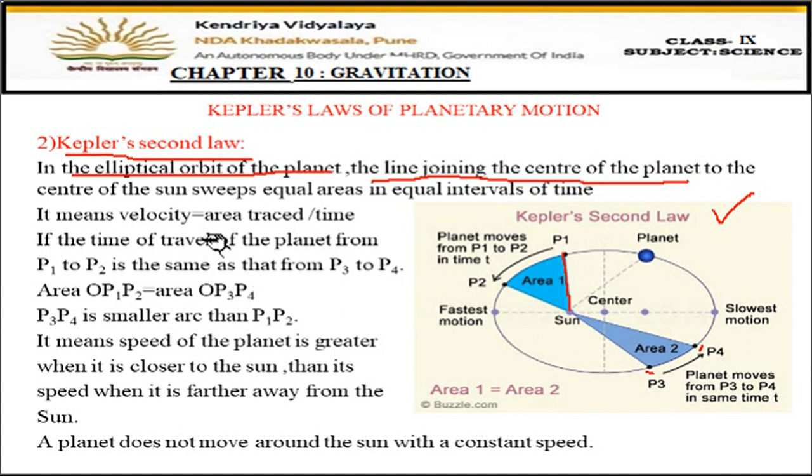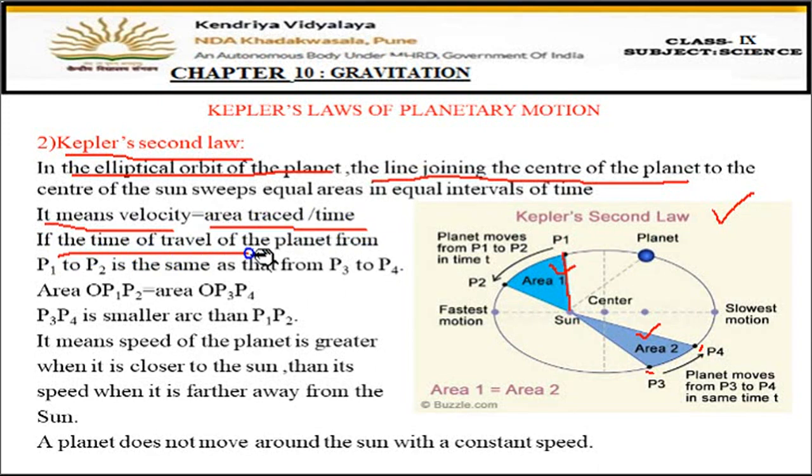Now, with the help of these diagrams, we will try to understand this. What does it mean? It means that velocity is equal to area traced upon time. Velocity is distance upon time, so here velocity will be area traced. Here it is written area 1 and area 2. This is the distance covered by the planet. So what is the velocity in this case? The area which is traced upon time.